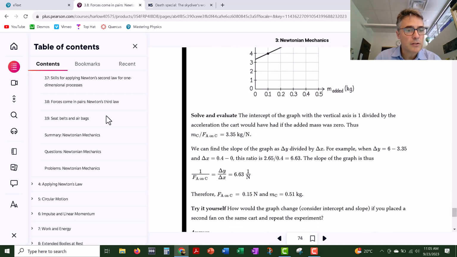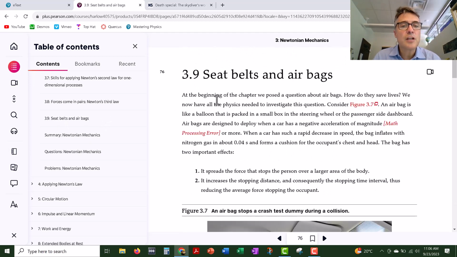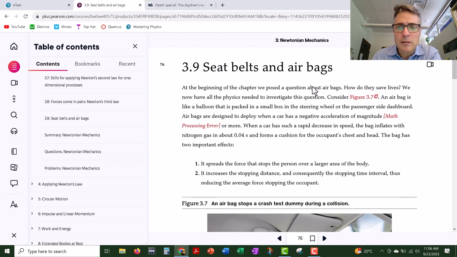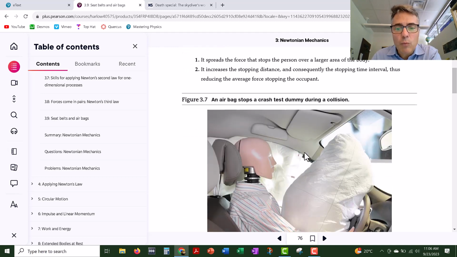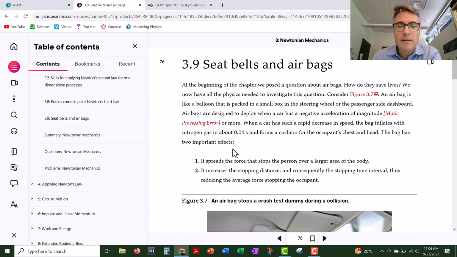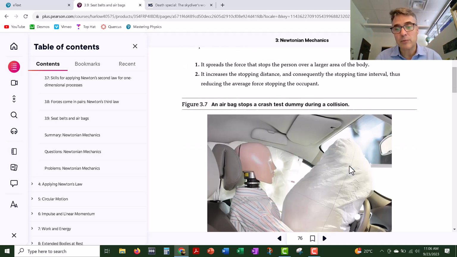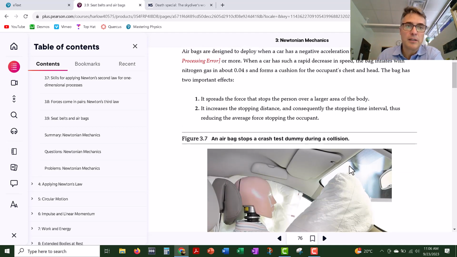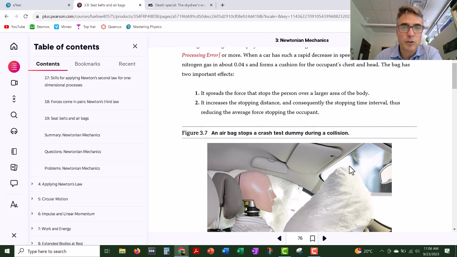The last section of Chapter 3 is about seatbelts and airbags, which is a very practical consideration. So why does an airbag pop up when you crash into something? First of all, it spreads the force out over a larger area, so you're not just hitting the steering wheel or a small part of your car, which could puncture you.